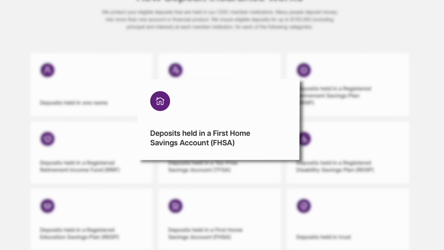The FHSA is another one of the 9 categories that CDIC covers. So deposits held in an FHSA have $100,000 worth of coverage that's separate from any of the other categories, and only eligible deposits are covered. The final category CDIC covers is deposits held in trust. Now, if you're interested in hearing more about trusts or any of the registered investment accounts that we just covered, make sure you check out this playlist after this for more information.